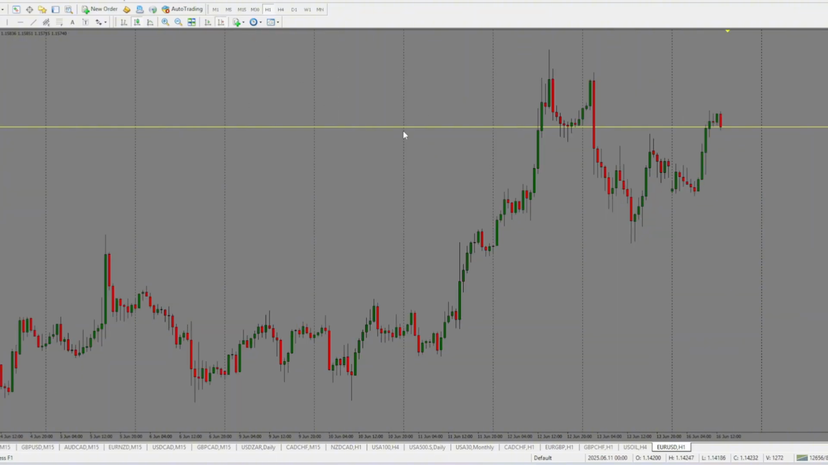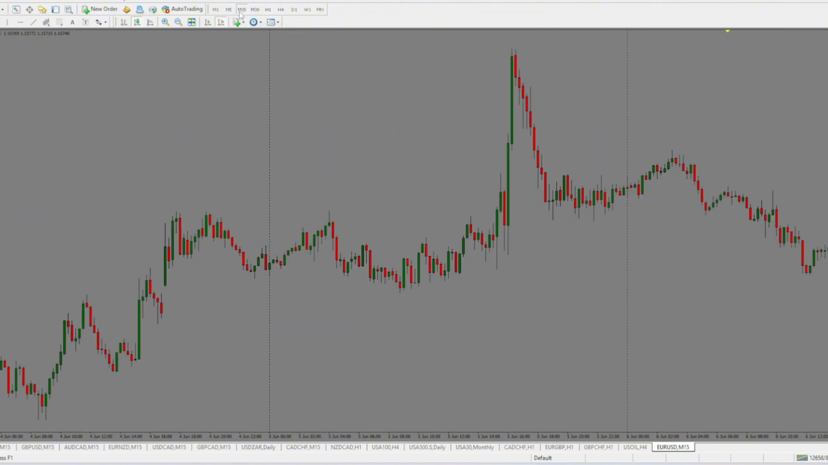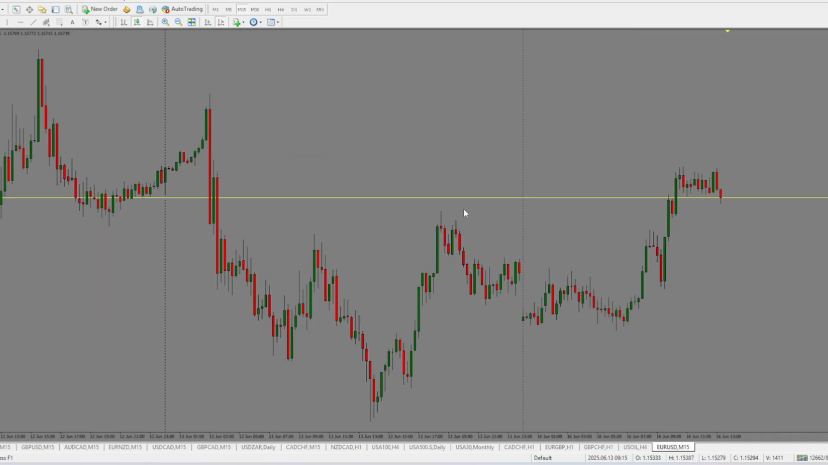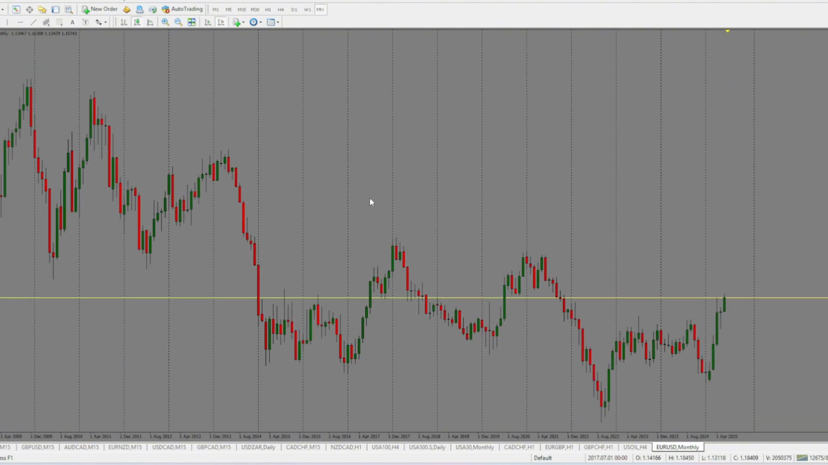So I see a lot of people going on the M15 time frame, and on that M15 time frame, they try to make a decision in this particular instance. You are likely going to lose because you do not understand what the higher time frames are actually telling you. All right, so I love to start on the highest time frame, right?